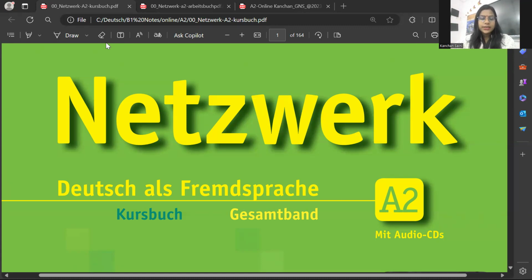So our today's target is to do another new connector, which is weil, and we will work on this connector today. This is our main target today. We are going to go through the things related to the previous class, and then we'll come back to the topic we have, the weil connector, which means because.